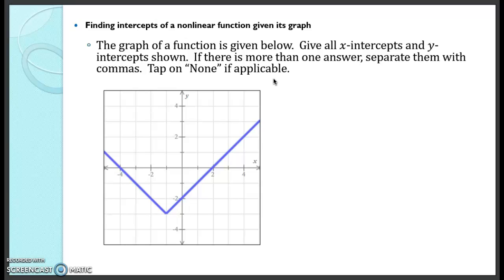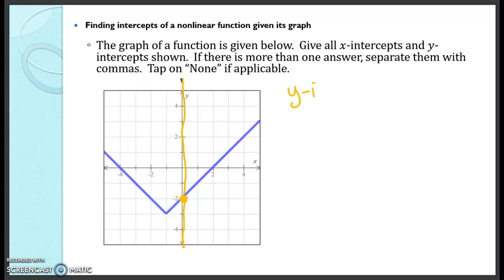Okay, so what is a y-intercept? Well, the y-intercept is going to be wherever the function crosses the y-axis. So where does that happen? The intersection is right here. So what is that value?